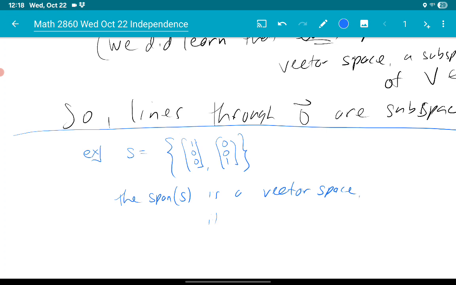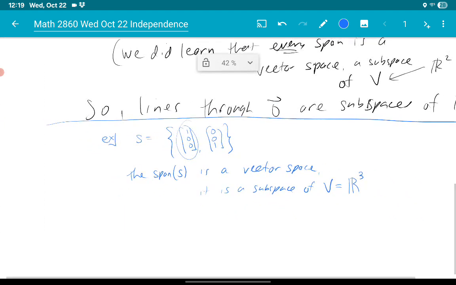In fact, it is a subspace of V equals... Think about this for a second. What would this be a subspace of? Well, look at the objects. These are three-dimensional vectors. So there's this set. When you span this set, you produce a collection of objects that are three-dimensional vectors, and therefore this is a subspace of R3. Okay, so the question you might wonder, though, can we produce every vector in R3?